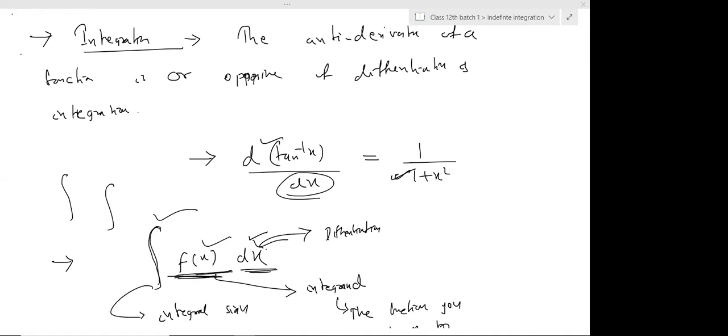Sir, what is the third last word of the definition? Third last word of differentiation. Opposite of differentiation is integration.